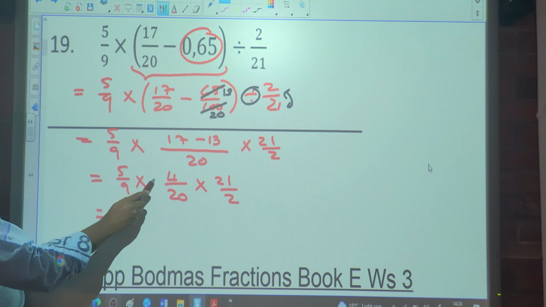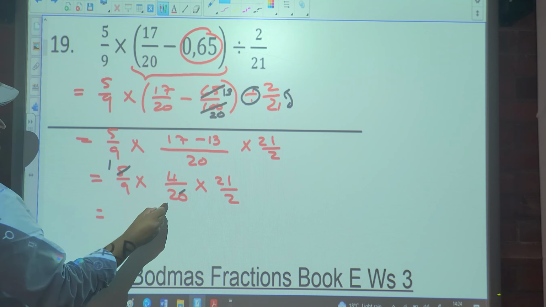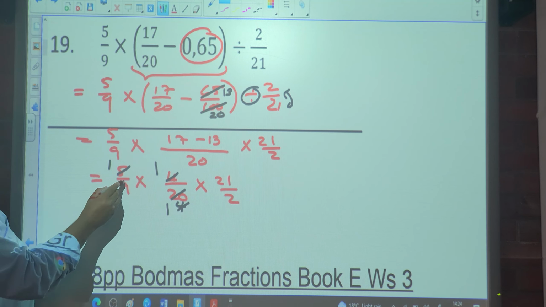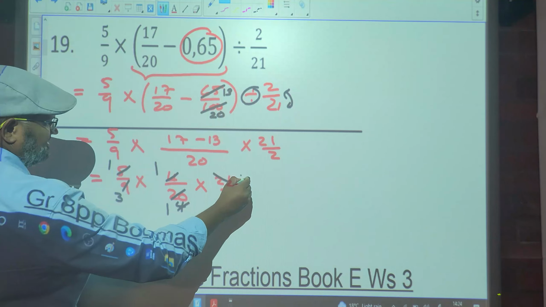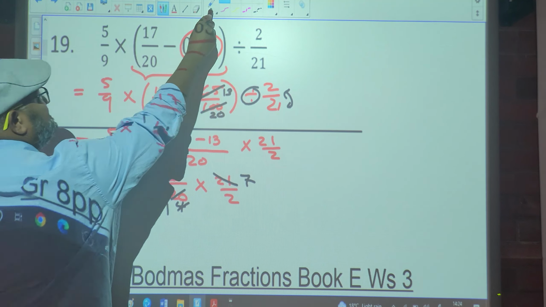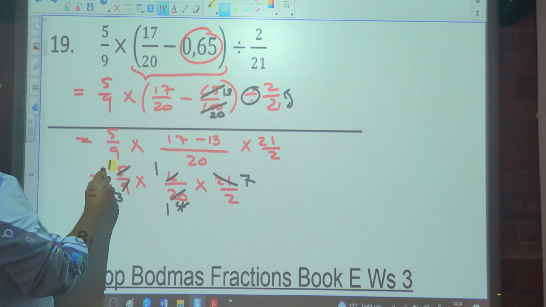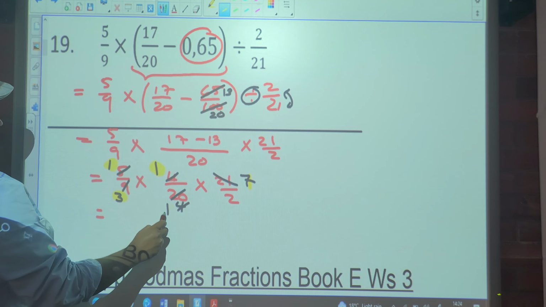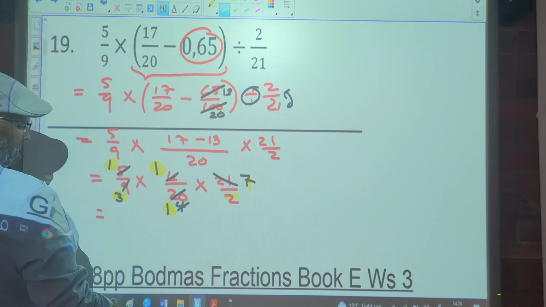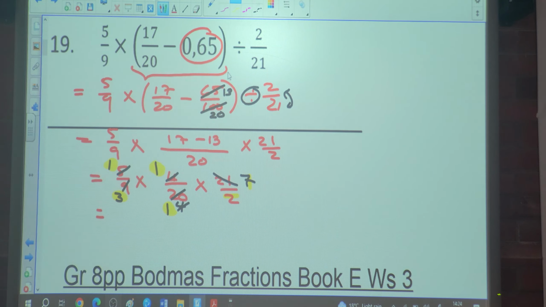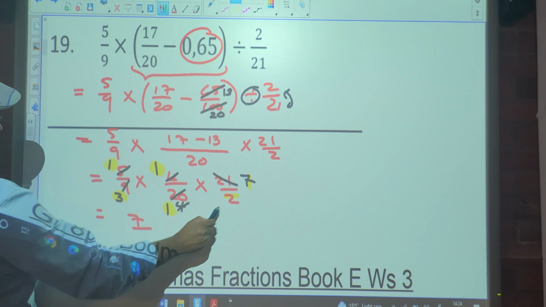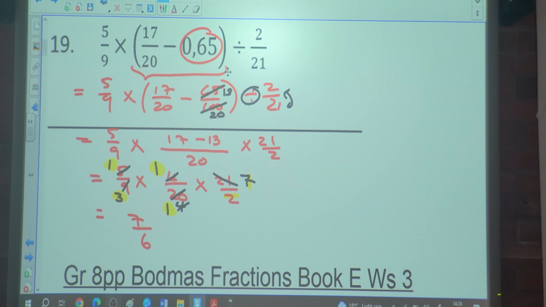Is there anything that can cancel here? Yes. 5 into 5 once, 5 into 20 4 times. 4 going into 4 once, 4 going into 4 once. 3 goes into 9 3 times, 3 going into 21 7 times. So what are we left with on top? 1, 1, 7. The denominator is 1, 3, 2, not so? So 1 multiplied by 1 multiplied by 7 is 7, over 3 times 1 times 2 is 6. So the answer is 7 over 6, or 1 and 1 over 6.